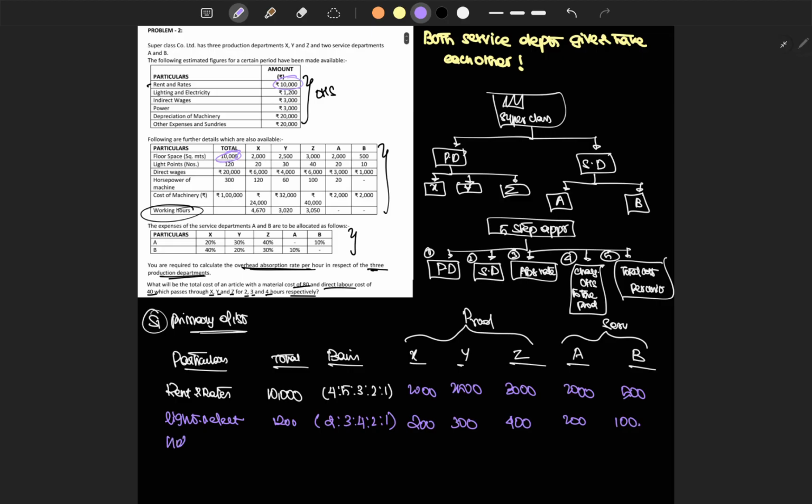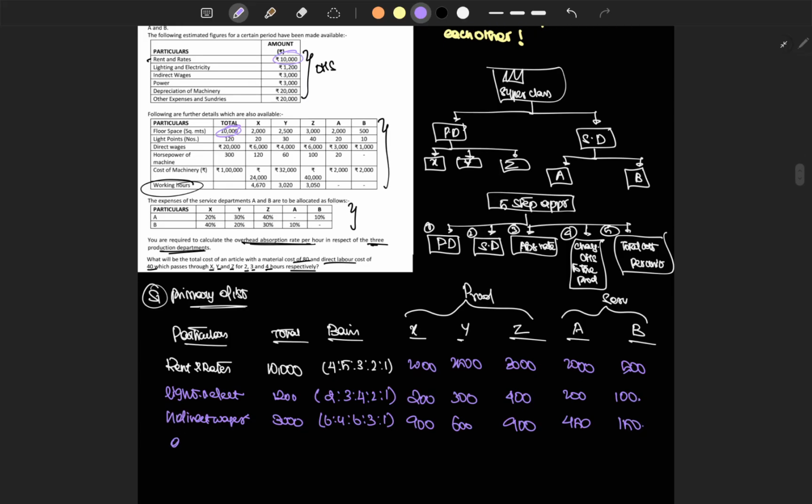The next one is indirect wages. Indirect wages will be apportioned on the basis of direct wages, right? So direct wages is 6 is to 4 is to 6 is to 3 is to 1, so it will be 20. 3000 divisible by 20 into 6, which is 900, 4 is 600, 6 is 900, 3 is 450, 1 is 150.